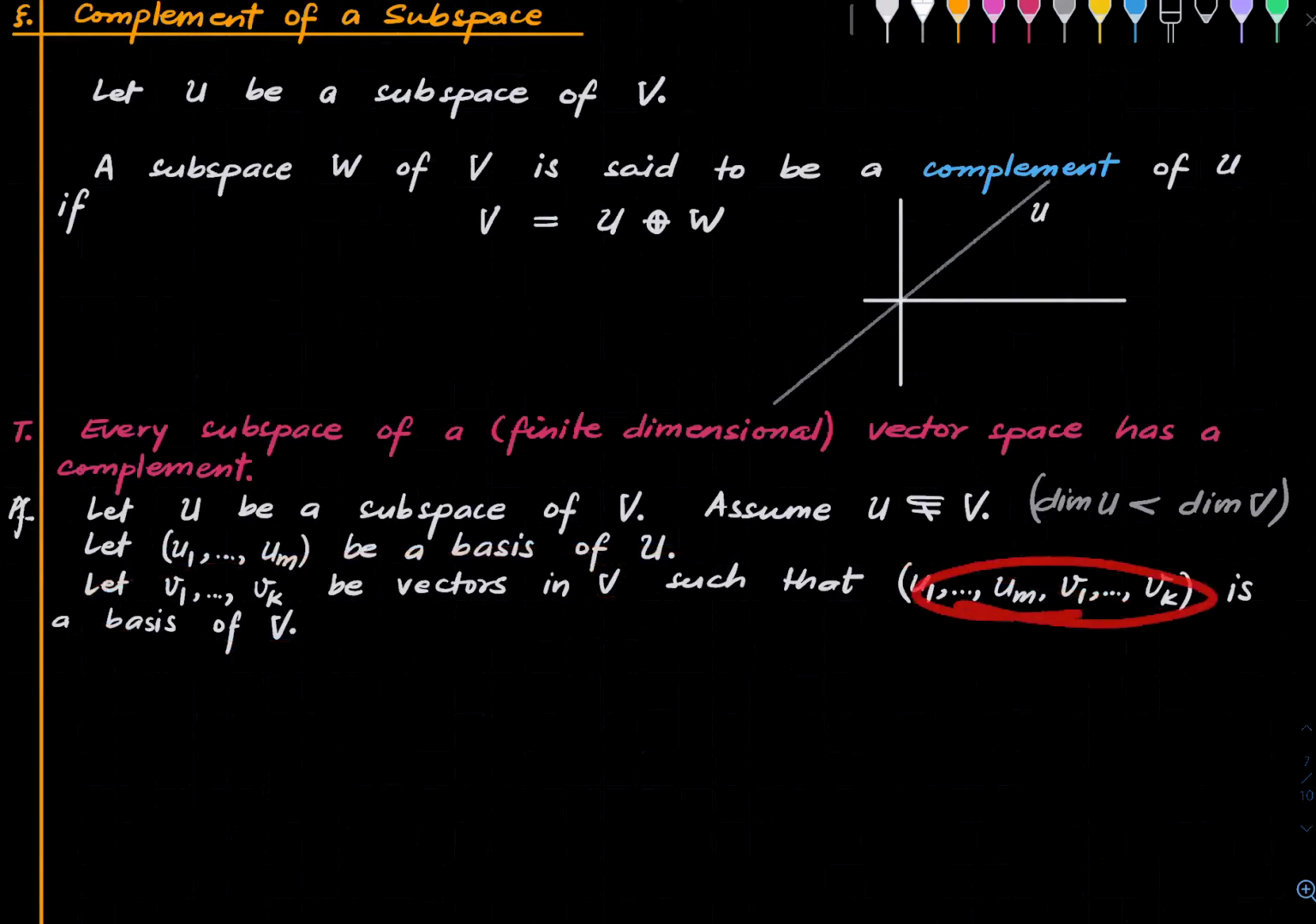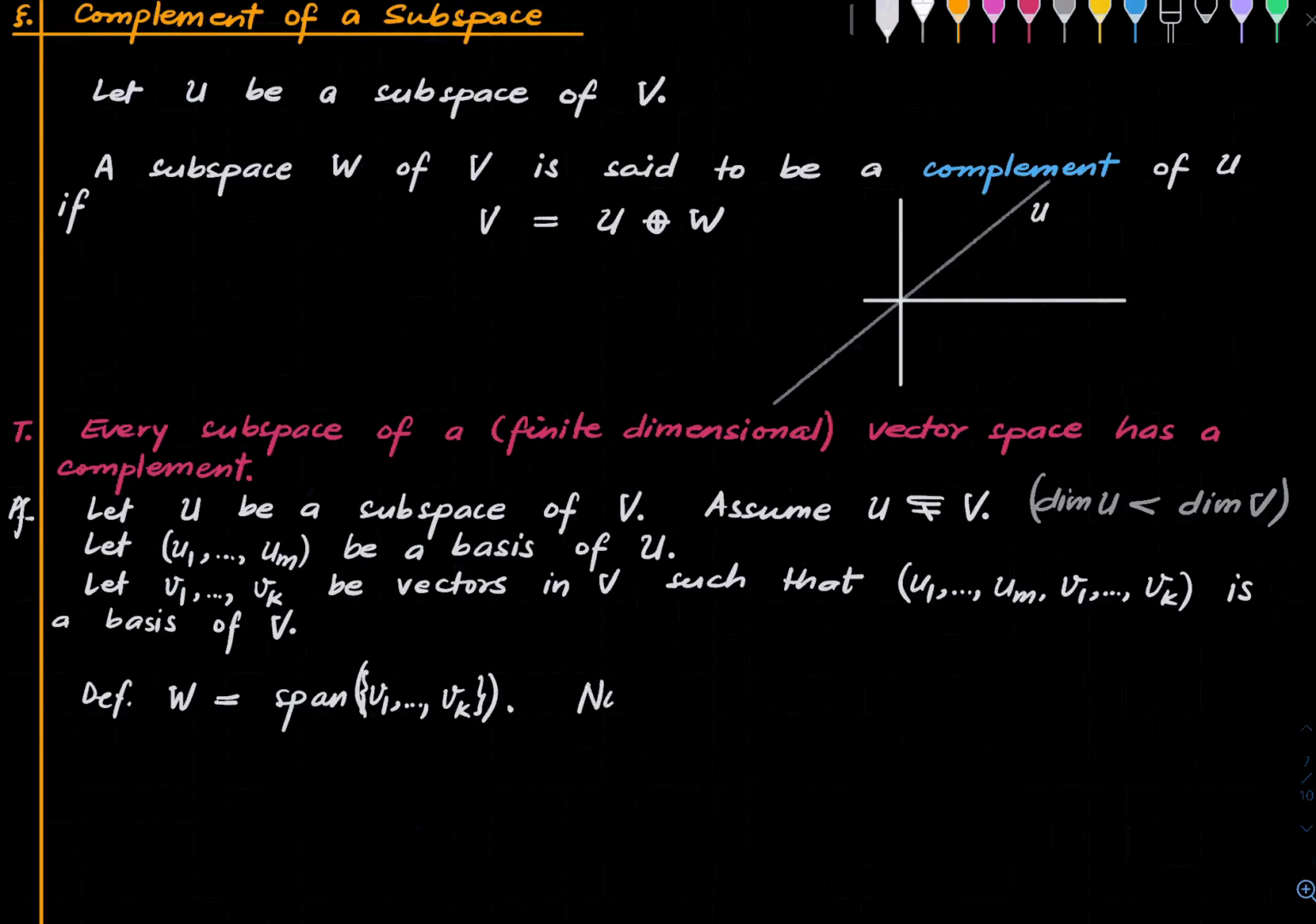Okay, this is a basis, and now define W as the span of the appended vectors. Perhaps a better notation was W1 up to Wk, but now I have done it, so I have to just continue. So define W as that, and now just note that V is the direct sum of U and W. That I leave as an exercise. Why is that the case? Just use the criterion. Just note that U and W intersect trivially, and that together they span the entire vector space. So every subspace has a complement.